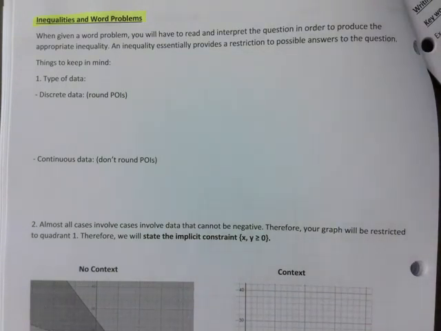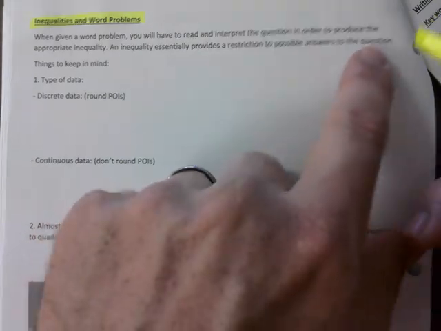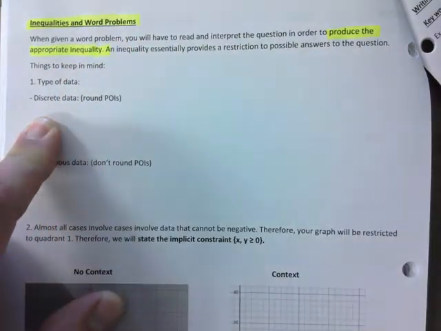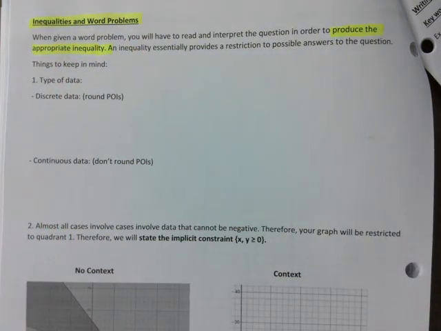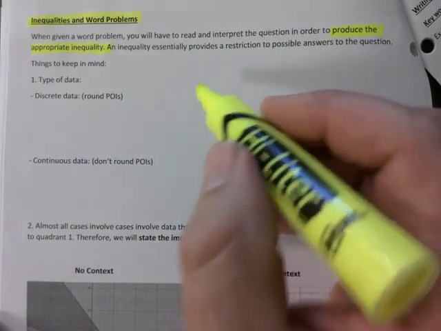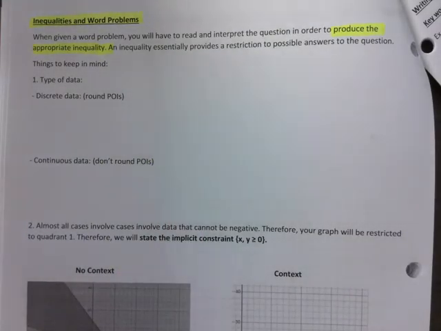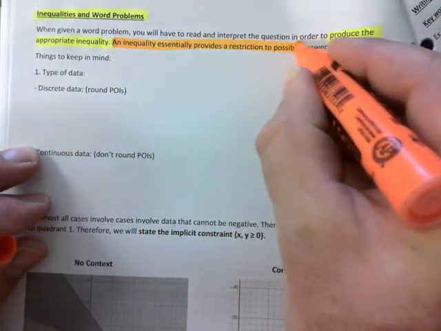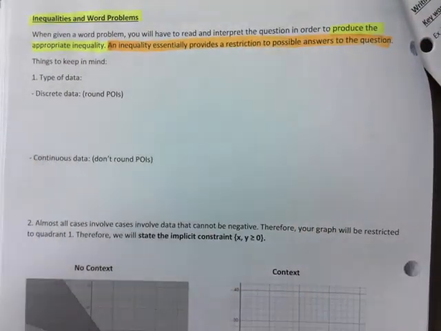Given a word problem, you'll have to read and interpret the question, obviously. And this is the tricky part. We're going to focus on actually producing, like writing the inequality, okay? And what does an inequality do? I'm going to switch colors here. It essentially provides a restriction to possible answers to the question.